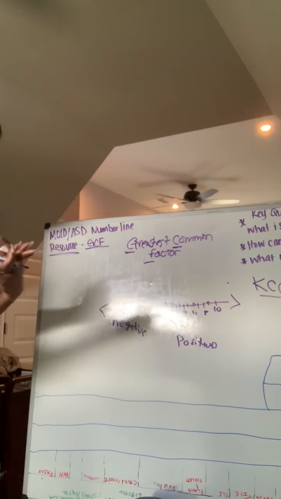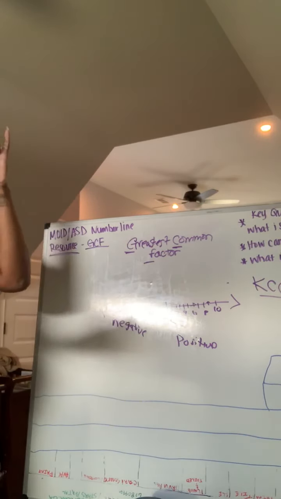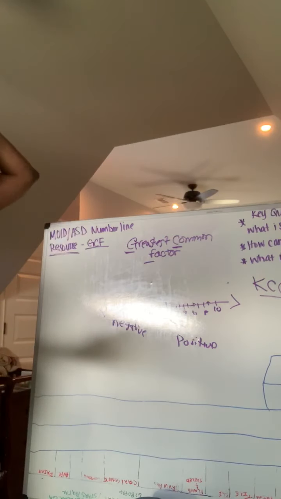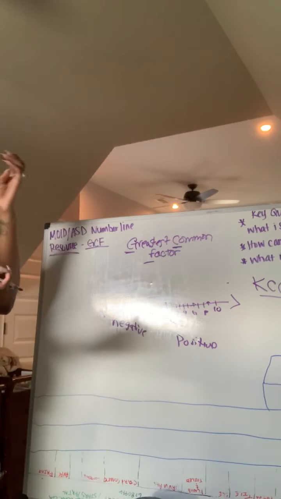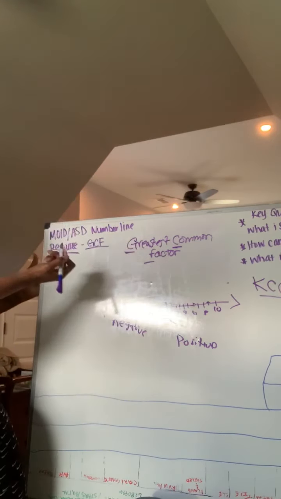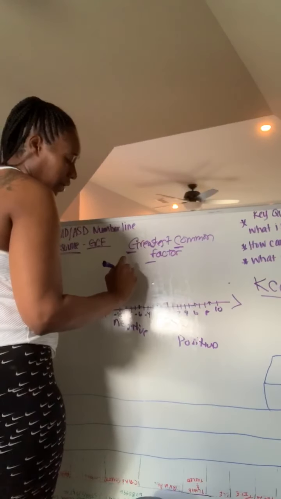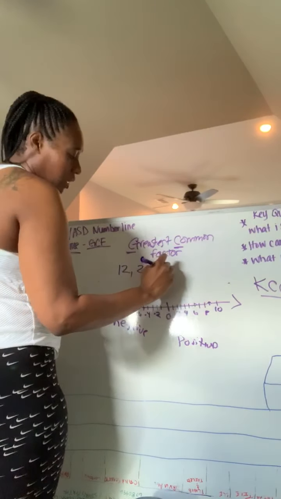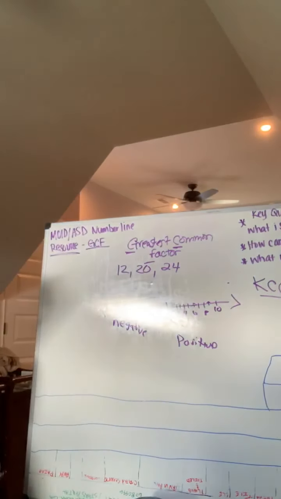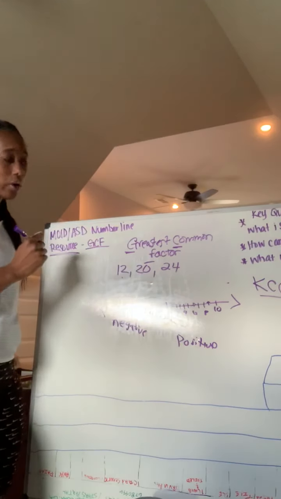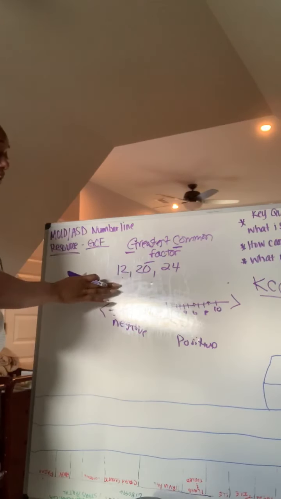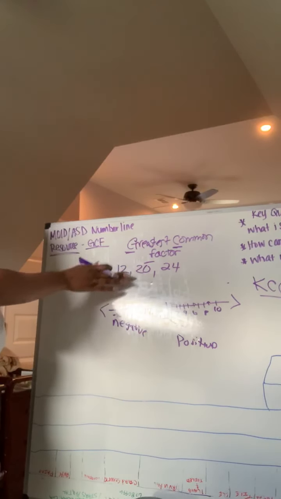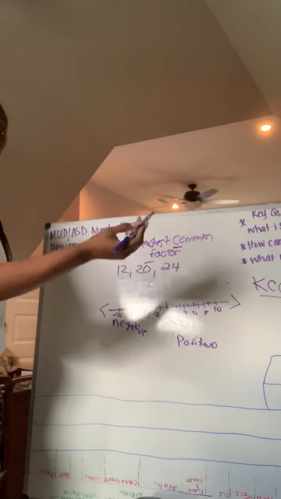So what exactly are common factors? When we think of common factors, we think of what numbers they have in common with other numbers that we are working with. So let's say we have the numbers 12, 20, and 24. What are some of the greatest common factors of 12, 20, and 24? Now, when we think about that, we think about what numbers can be multiplied to give me that number, but it's also the same number that's in common with 20 and 24.